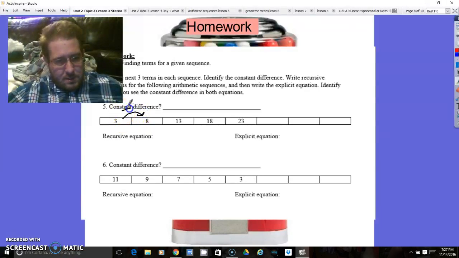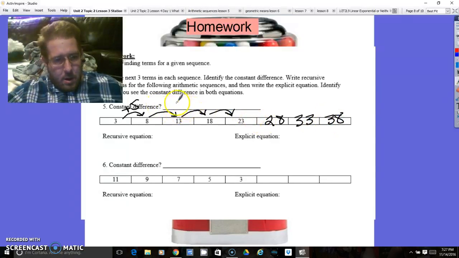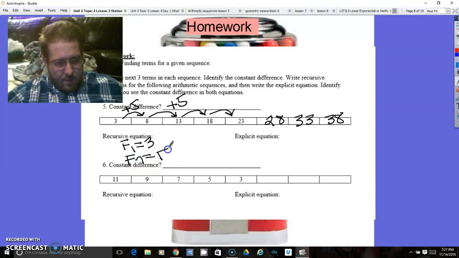So this is plus 5, then I want to make sure that looks like plus 5 again, plus 5 again, plus 5 again, plus 5 again. Here would be 28, plus 5 again would be 33, plus 5 again would be 38. All right, so the common difference here is plus 5. The recursive rule: the first term is 3, and to find any term, you just take the previous term and you add 5 to it.